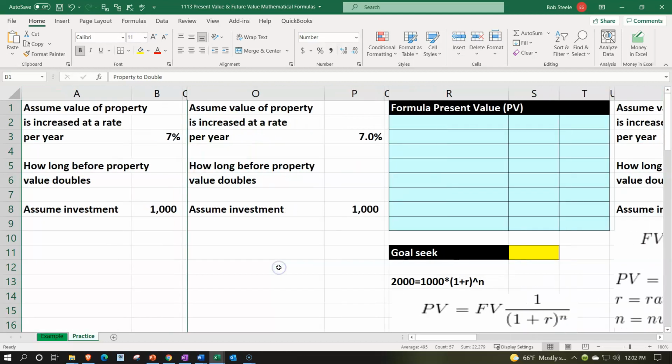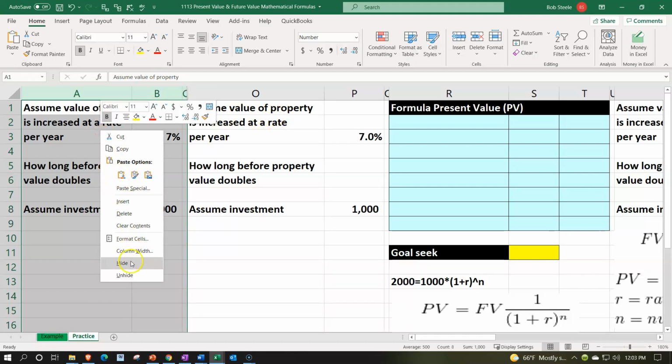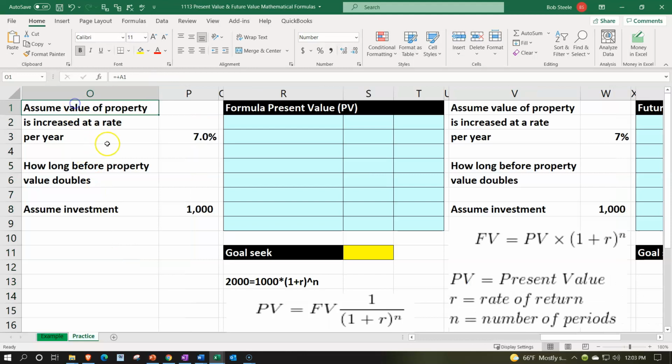Now, you're not required to do that because you'll still see the information over here if you don't, but I'm going to go ahead and do that. I'm actually going to hide columns A to C so I can just keep the data that's in column O. Let's keep the data there. I'm going to go ahead and hide that as well. So now I'm just working in column O on to the right.